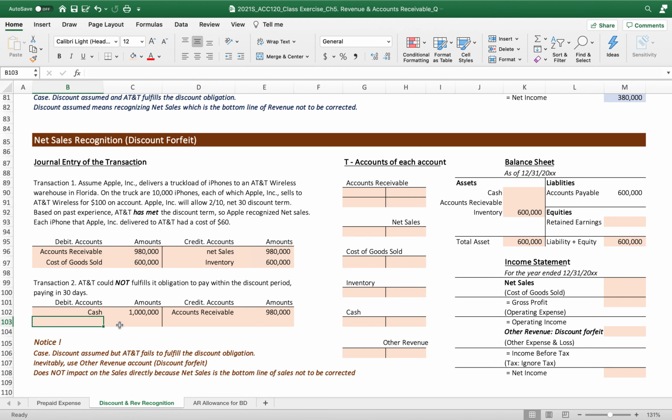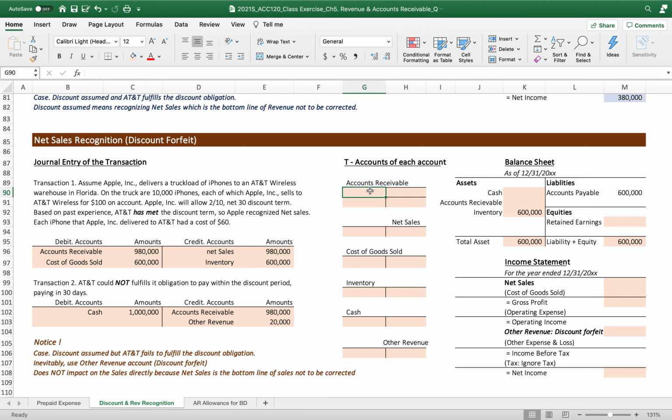What is good for Apple Inc. is that Apple received $20,000 more. So what is this $20,000? How do you record this? Right, this is other revenue. Why do you put other revenue on the credit side? Because revenue on credit increases equity. So $20,000 received more. By doing so, we can balance out debit and credit.